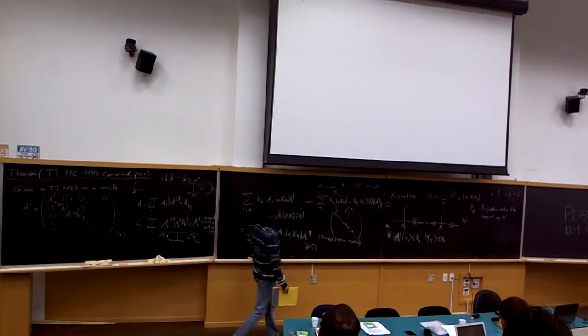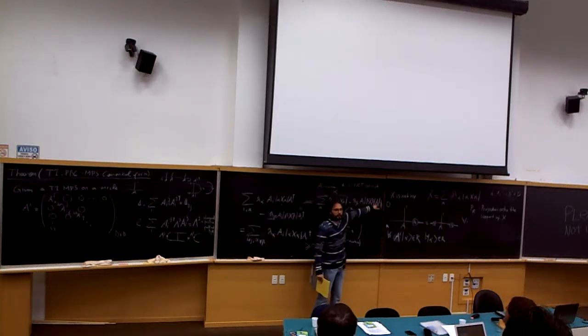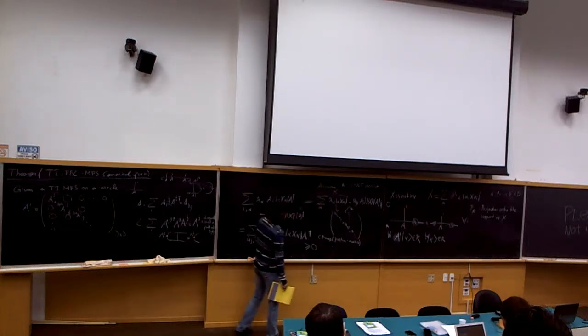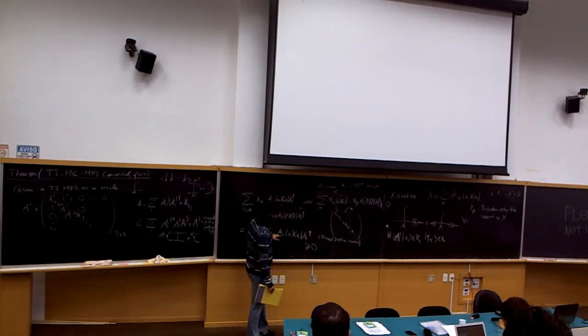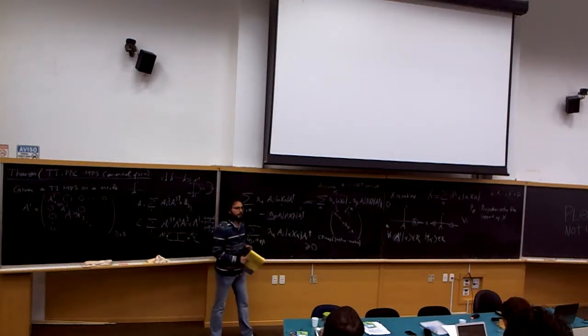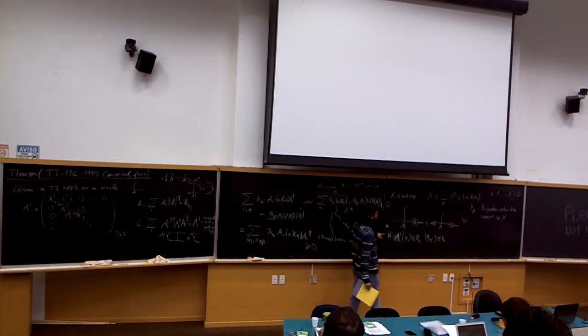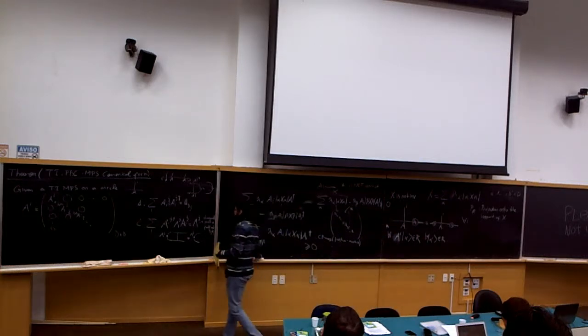But now we have a contradiction, right? We assumed that this is not positive. This is a negative matrix. But by using some properties of CP maps and positivity of X, we arrive at the conclusion that this is positive. So it's a contradiction, and we prove this fact. Okay, good.